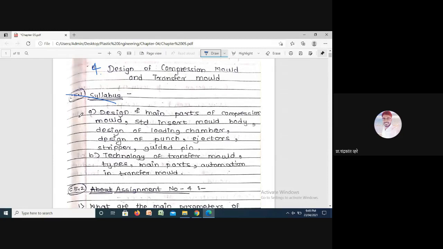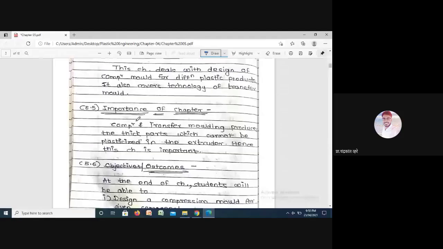Okay, this is the syllabus. It is not necessary to write all of this. So what are we going to study in this chapter? Compression and transfer molding process, for thick parts which cannot be plasticized in the extruder. This is the major thing we are going to study in this chapter.